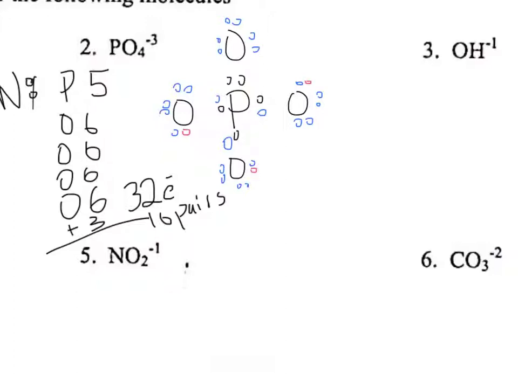So for oxygen, 1, 2, 3, 4, 5, 6, 7, 8. 1, 2, 3, 4, 5, 6, 7, 8. And over here, 1, 2, 3, 4, 5, 6, 7, 8.